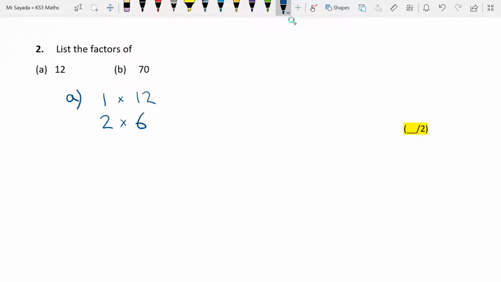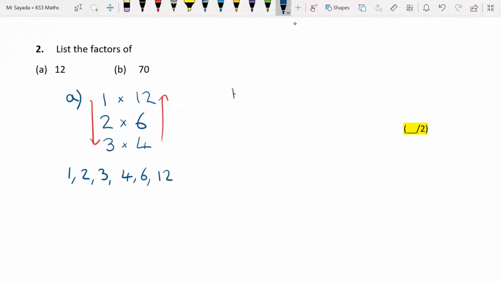And 3, does 3 go into 12? The answer is yes, it does. And it multiplies by 4. Now, if we look down here, it goes 1, 2, 3, and then up here it goes 4, 6, 12. There's no numbers in between 3 and 4. So these are now all the factors of 12. I'm now going to write them out in order. 1, 2, 3, 4, 6, and 12.